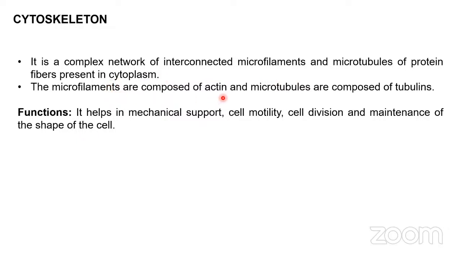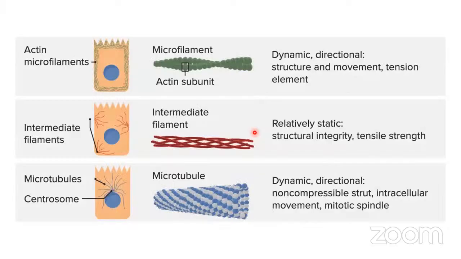The microfilaments are composed of actin and microtubules are composed of tubulins. So the main composition of microfilaments is actin, while the main protein of which the microtubules are made up of is the tubulin subunit. And as the name suggests, the main function of cytoskeleton is that it provides mechanical support to the cell. Also, it helps in cell motility, cell movement, cell division, and helps in the maintenance of the cell shape.